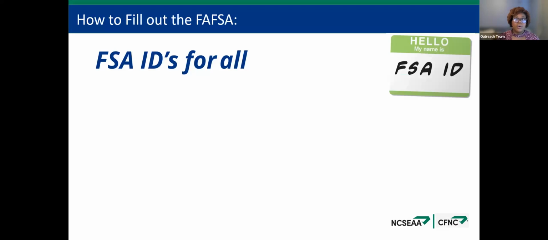The first thing to know is that even before we talk about FSA IDs, students who are high school seniors now, who are looking to fill out the FAFSA for their first year of college, are going to fill out the 2024-2025 FAFSA. So even though we are in school year 23-24, they are filling it out for the next year for when they actually need the money. So it's the 2024-2025 FAFSA.